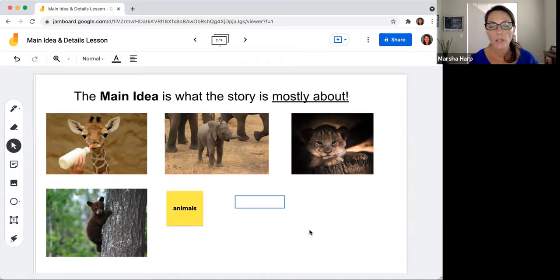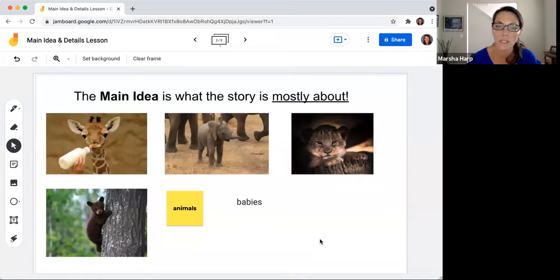Now, if I can have a volunteer type in there another detail that you see that might get you more information about this story. Yeah, very good. These are baby animals. Very good. These are baby animals specifically. So that gave us a little more detail. All of these pictures are small or baby animals. Now, I have a question for you. Do you think that the story with these pictures might be about feeding baby animals?